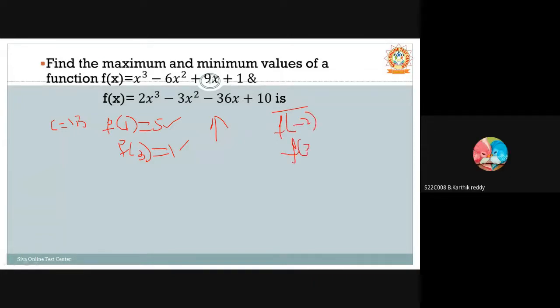Sir, f of 3 is minus 71. Yes, correct. This is the minimum value. Definitely we can say negative, I think. Try to calculate the f of minus 2 as well. Sir, f of minus 2 is plus 54, sir. Very good. 54 is the correct answer. Right? We can say this is the maximum value and this is the minimum value.